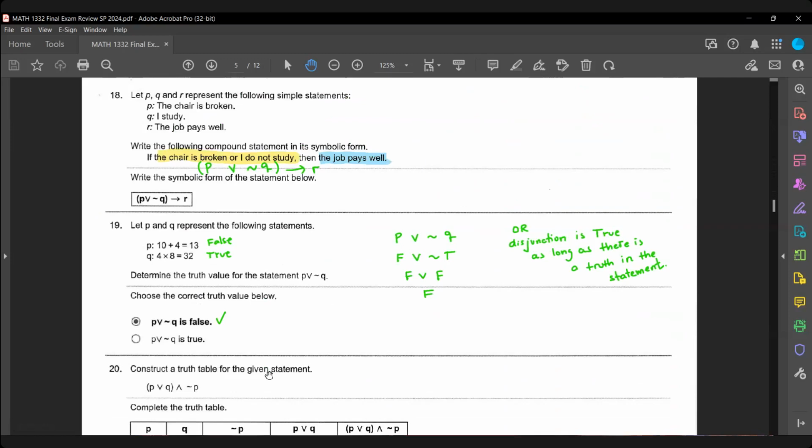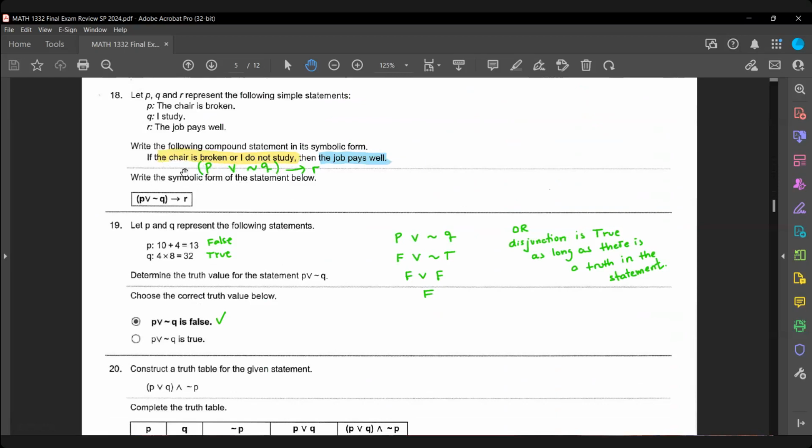Notice that this is an if-then statement. It is a conditional. And the first part of the conditional is highlighted here: the chair is broken or I do not study. Because this statement is before the comma, it must go inside of parentheses. It must be grouped. So notice that when I wrote it, I have parentheses.